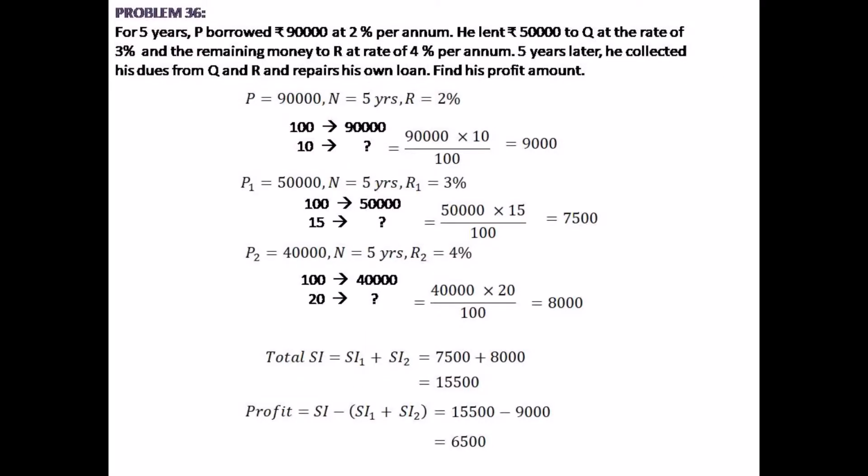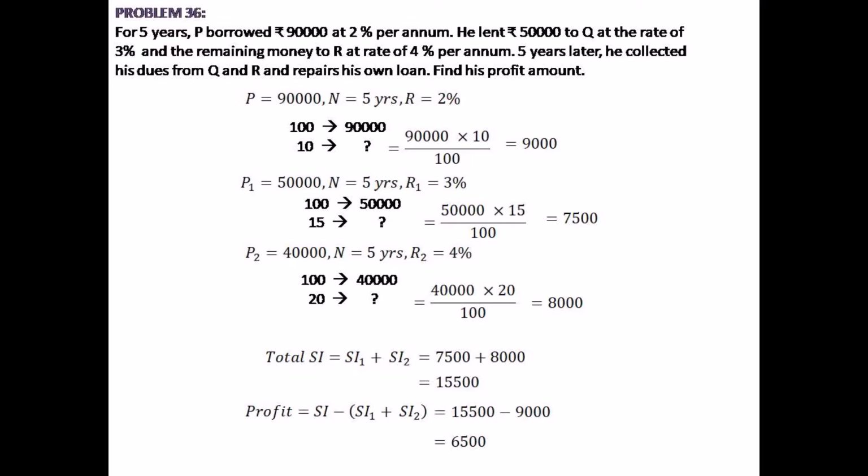For 5 years, P borrowed rupees 90,000 at 2% per annum. He lent rupees 50,000 to Q at the rate of 3%, and the remaining money to R at the rate of 4% per annum. 5 years later, he collected his dues from Q and R and repays his own loan. Find his profit amount. Given that P is 90,000, N is 5 years. R is 2%. If 100 gives 90,000, then 10 gives 9,000.